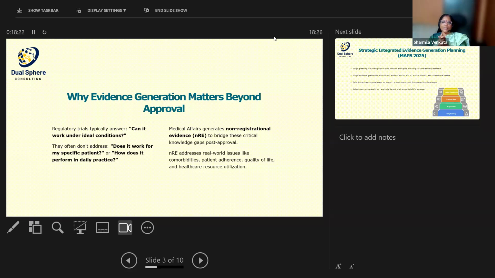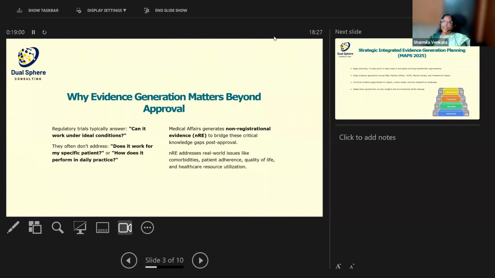So, like those questions, that's why non-registrational evidence becomes critical after approval. So, this is evidence that goes beyond what was needed for the initial regulatory submission and focuses on the real world use of the therapy. Non-registrational evidence can tell us about comorbidities, adherence, quality of life, and healthcare utilization.